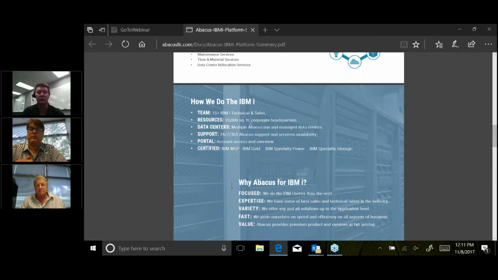Support 24/7, 365. We have that available. NOC, phone, email, portal. You have access to us in all different ways. The portal is our preferred method, and that's the best way to get our fastest and best response for our customers. And certified. So we are an IBM MSP, we're IBM Gold, IBM Specialty Power, IBM Specialty Storage. So our solutions are packaged up with IBM and for IBM for our customers, and we take an independent approach to that.